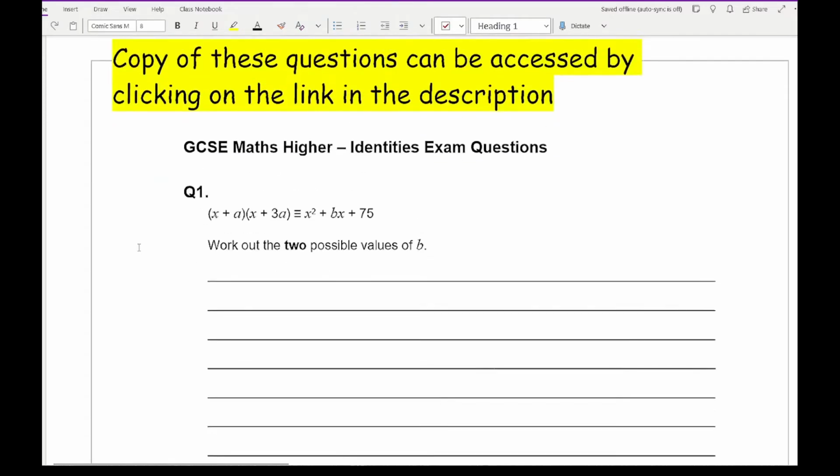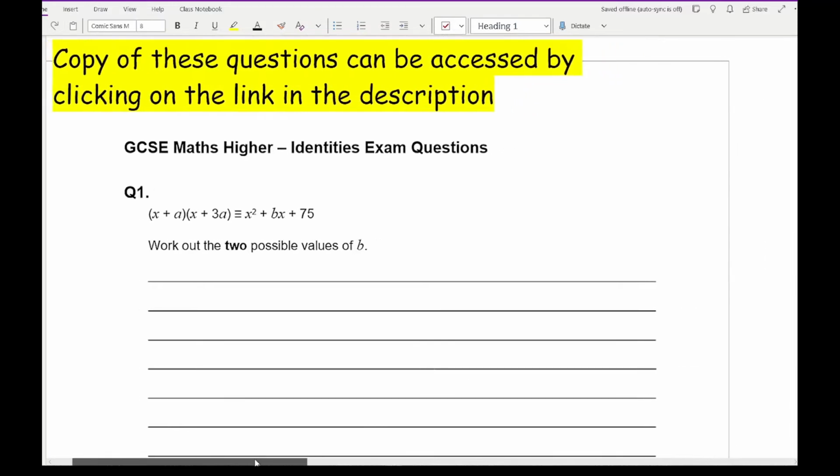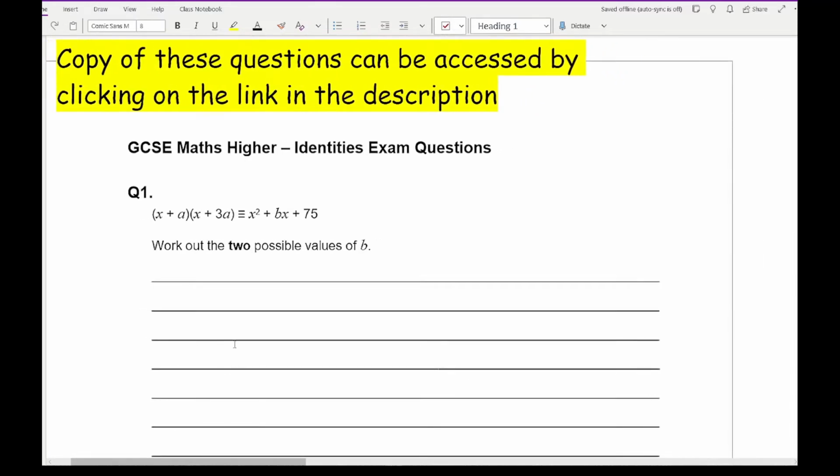So looking at question 1, and hopefully you can see that clearly on your screen, it says that here we've got an identity of (x plus a)(x plus 3a), and that's triple bar to x squared plus bx plus 75, and the question is asking us to work out the possible values of b. Now with these questions, they are in no particular order, so question 1 might be the most difficult out of all the questions that we do. So if the first question doesn't quite make much sense, do not worry, some of the other questions hopefully might make some. So let's have a look at this.